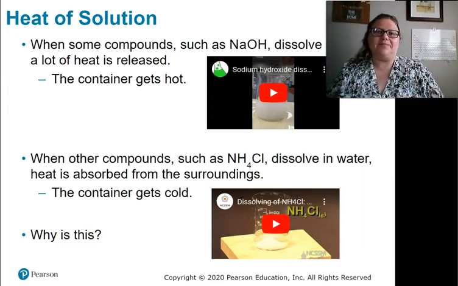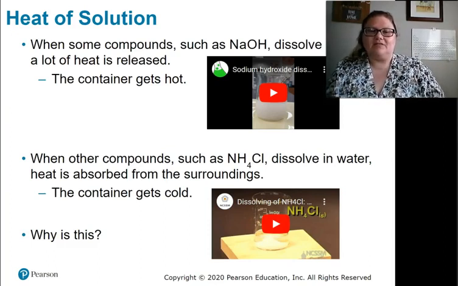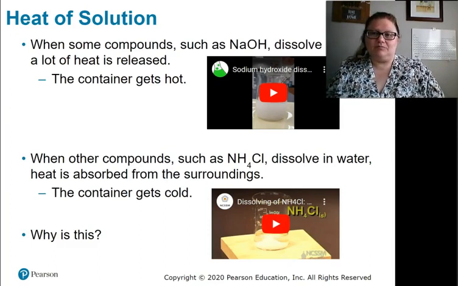And so with this one, we have what's called the heat of solution. So when some compounds like sodium hydroxide dissolve in water, a lot of heat is released. And so that first video is a demonstration of that. You'll see a thermometer and you'll see the red liquid in that thermometer. You'll visibly see it move up. Okay, we did this also in part in lab 3, and some of you noted to me that difference in temperature while you were holding the test tube.